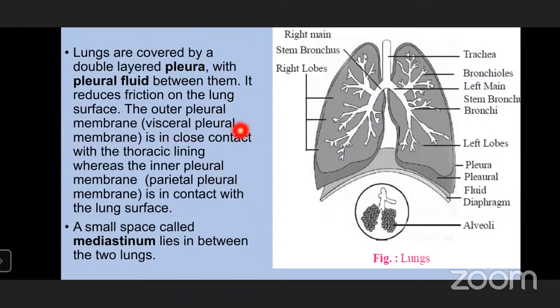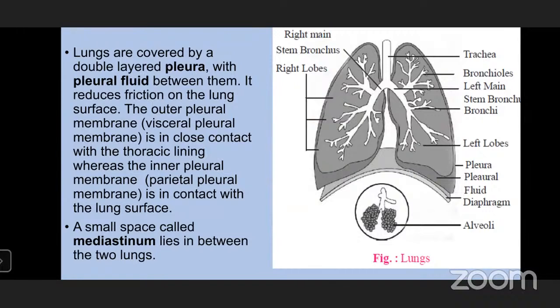The outer pleural membrane, that is known as visceral pleural membrane, is in close contact with the thoracic lining. Okay, as it is present in the thoracic cavity, right? We know that it is made up of two pleural layers. Outer one is known as visceral pleural membrane, and inner one is known as parietal pleural membrane. So inner one is in contact with the lung surface, outer one is in contact with the thoracic cavity.